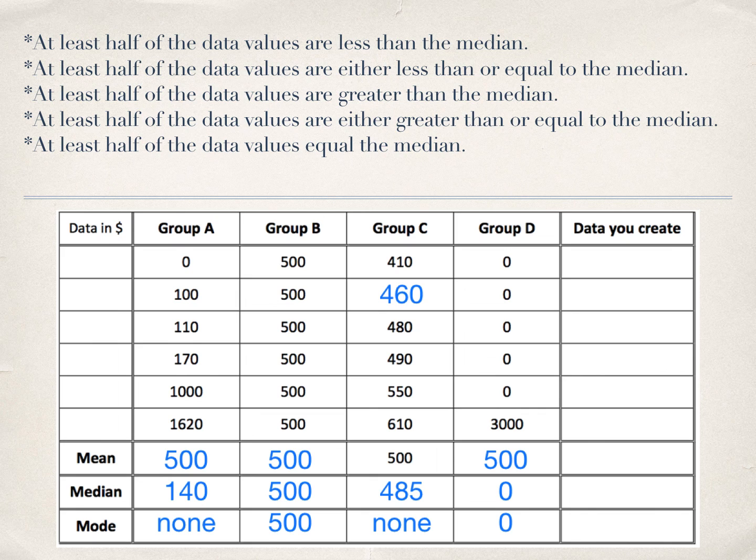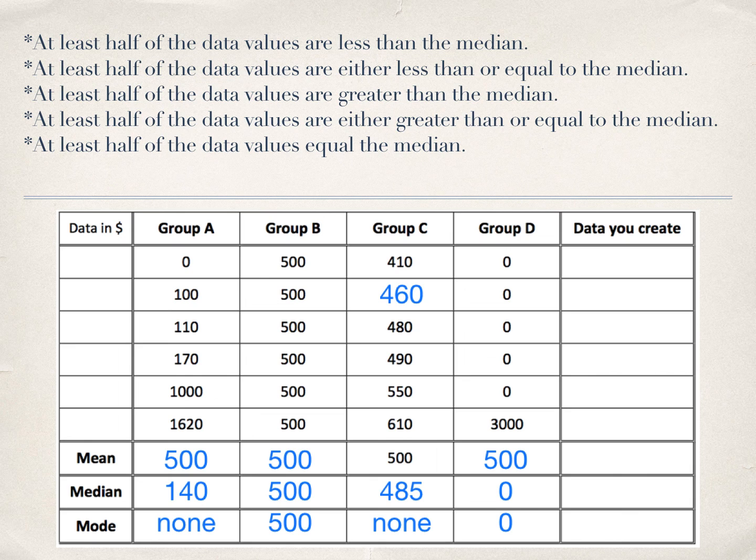It looks like in group A, the median is 140, and three of the members of group A are less than 140. And so it seems that at least half of the data values are less than the median, at least in the case of group A. But in group B, the median is 500. Are there any numbers that are less than the median in group B? The answer is no. So already we can see that sometimes at least half the data values are less than the median, and sometimes at least half the data values are not less than the median.